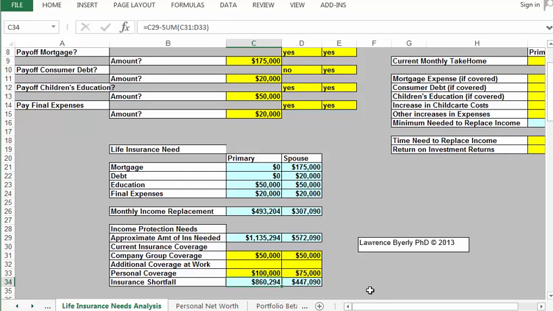So we're going to need $860,000 on the husband. We're also going to need $447,000 on the spouse. So there's obviously a great deal of funding that's going to be needed to cover the actual life insurance needs of this client. So again, this gives us a picture of what insurance we need above and beyond even what we already have.